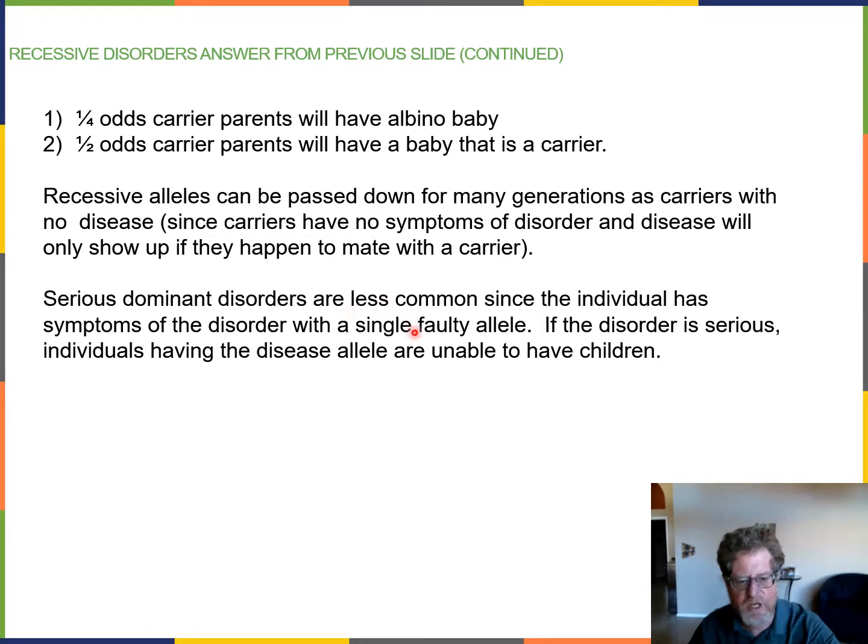Serious dominant disorders tend to be less common because if somebody has the allele, they have the disorder, and if it's a serious enough disorder, then it's often hard for them to reproduce, and it's hard for them to find a mate, it's hard for them to do the kind of things you need to survive in society, hold a job, and so on. It depends on the disorder and so on.